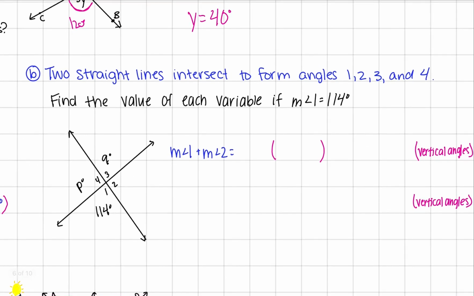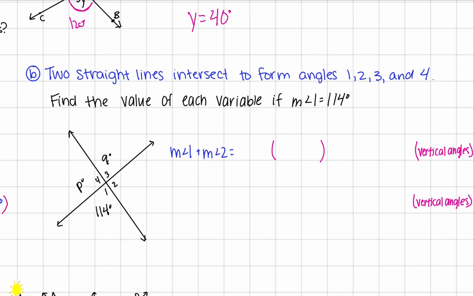Two straight lines intersect to form angles 1, 2, 3, and 4. Find the value of each variable if the measure of angle 1 equals 114 degrees. Okay. So, what do you know about measure of angle 1 and measure of angle 2? Pause this video, come back and check your work.